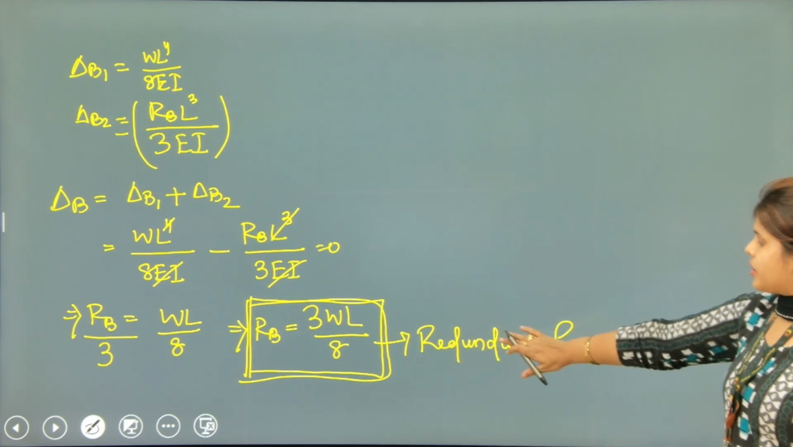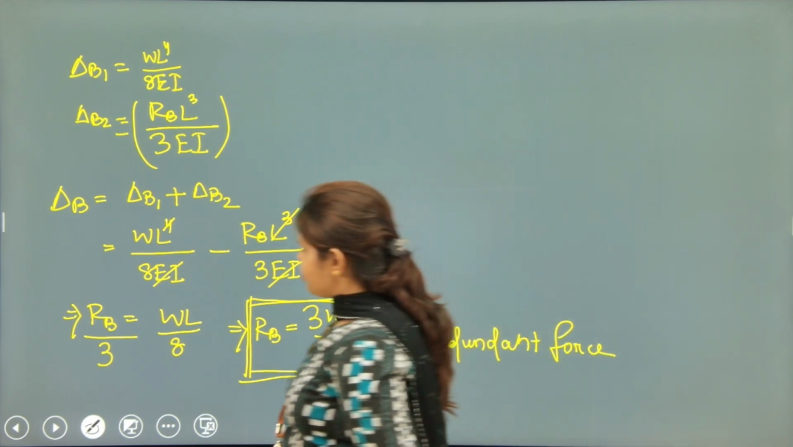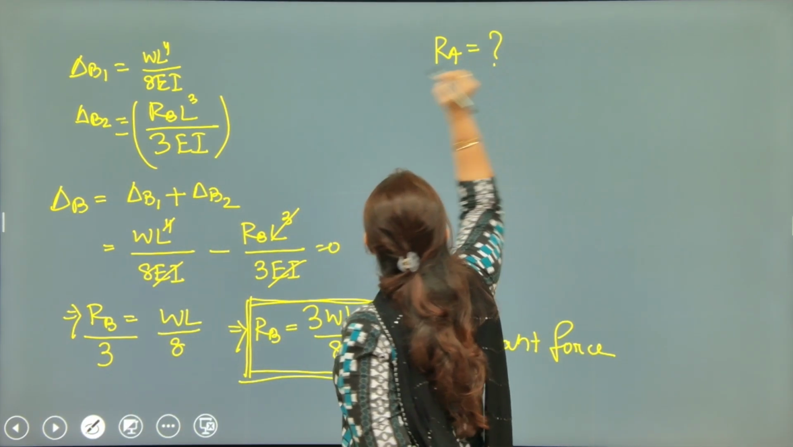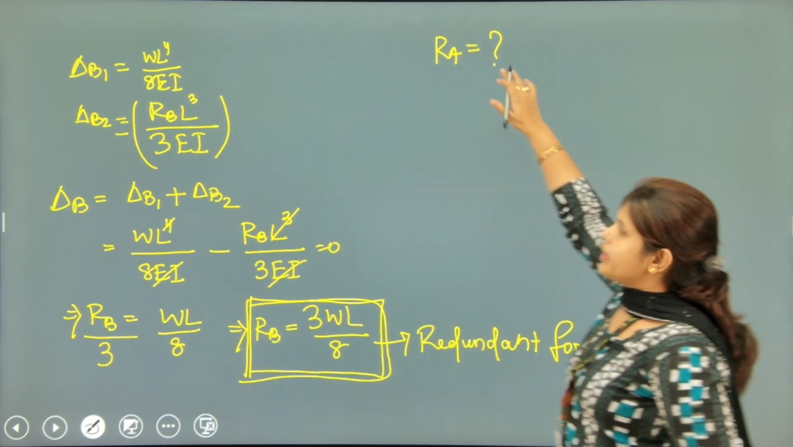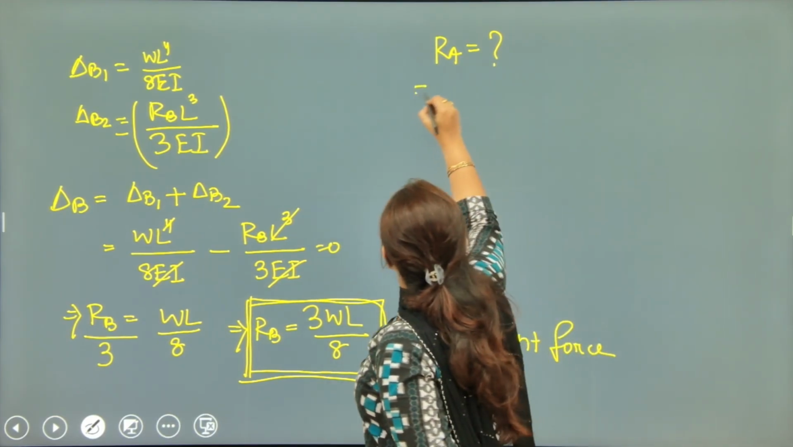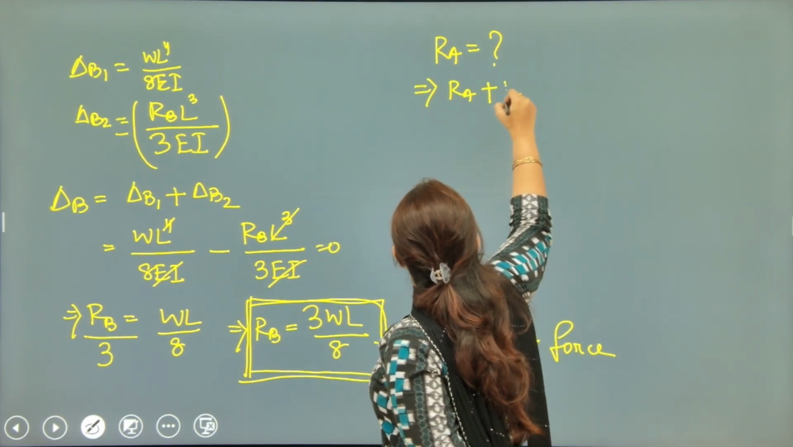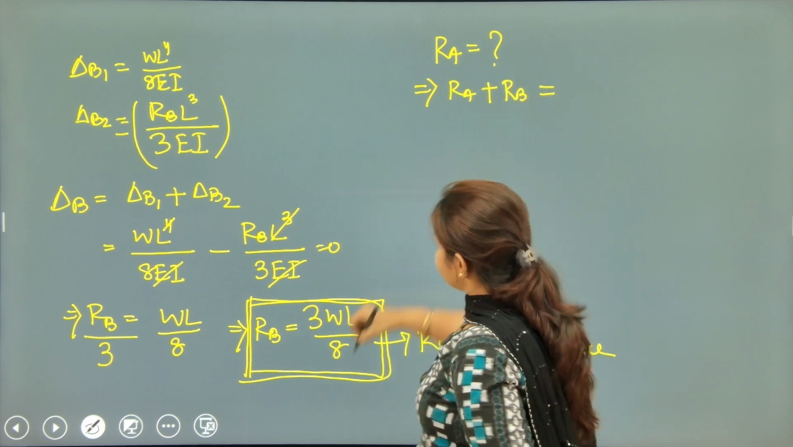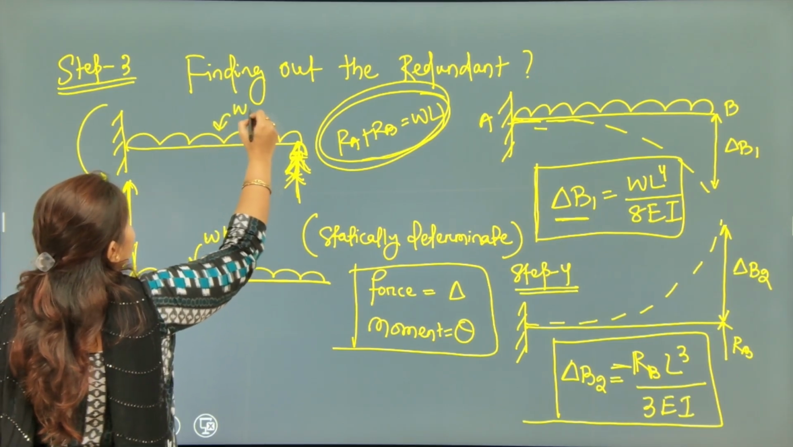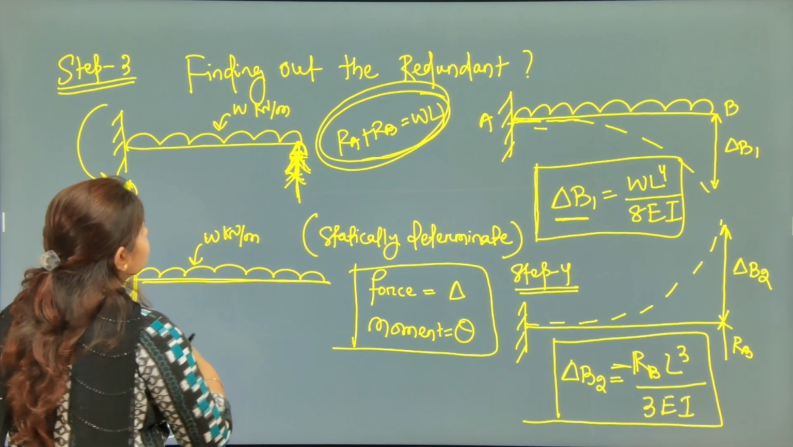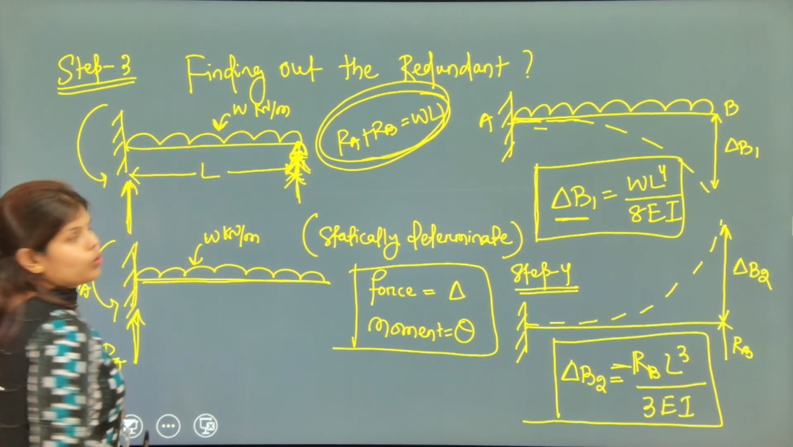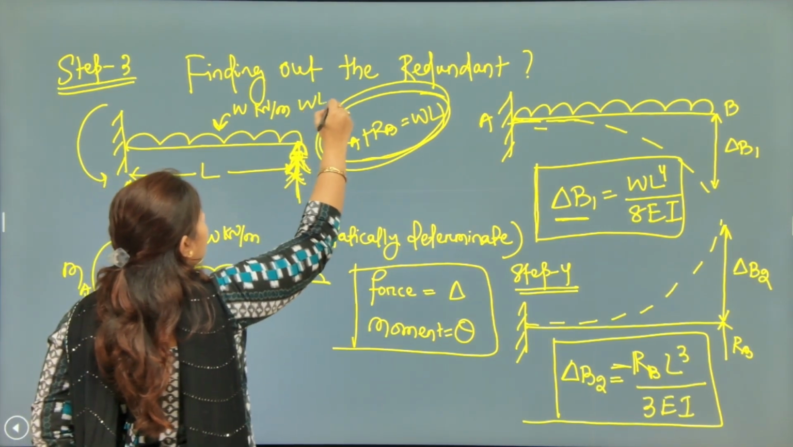Okay, what is the redundant value? We got it. Now we will go for the calculation of the reactions. As we are analyzing, we need the reaction at A and the reaction at B. So RA plus RB is equal to the load applied here, W kilonewton per meter. W is acting along the beam, so the load will be WL.